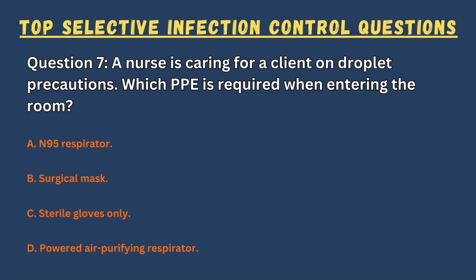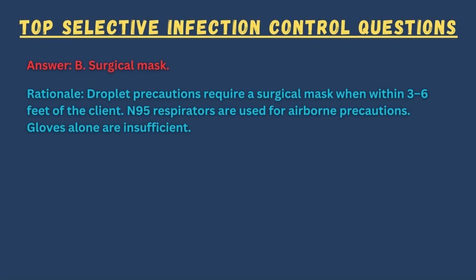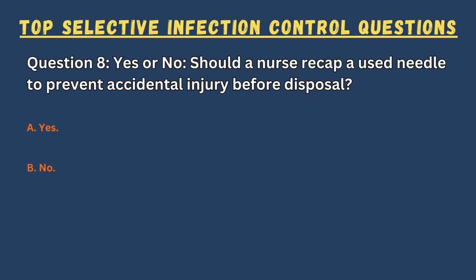Question 7. A nurse is caring for a client on droplet precautions. Which PPE is required when entering the room? A. N95 respirator. B. Surgical mask. C. Sterile gloves only. D. Powered air purifying respirator. Answer: B. Surgical mask. Rationale: droplet precautions require a surgical mask when within 3 to 6 feet of the client. N95 respirators are used for airborne precautions. Gloves alone are insufficient.